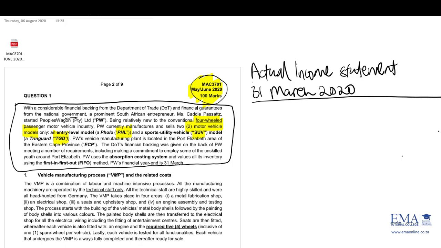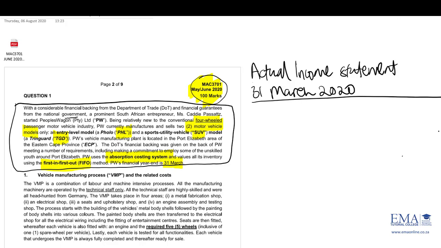Then they say the DOT's financial backing was given on the back of PW meeting a number of requirements, including making a commitment to employ some of the unskilled youth around Port Elizabeth. PW uses absorption costing, and values all its inventory using first in, first out. And then they say PW's financial year end is 31 March 2020.